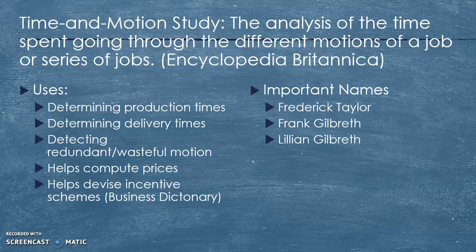Time and motion studies are defined as the analysis of the time spent going through the different motions of a job or a series of jobs. Some uses for time and motion studies include determining production times, delivery times, detecting and eliminating redundant or wasteful motions, computing prices, and devising incentive schemes based on production. There are a few important people in the history of time and motion studies: Frederick Taylor, Lillian, and Frank Gilbreth, and we'll discuss them briefly over the next couple of slides.